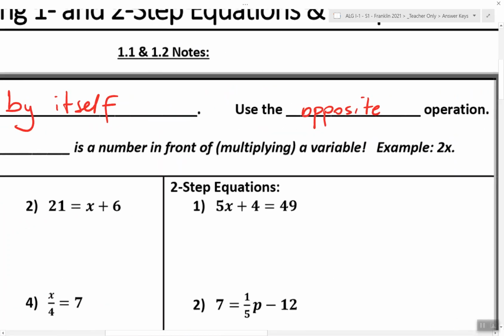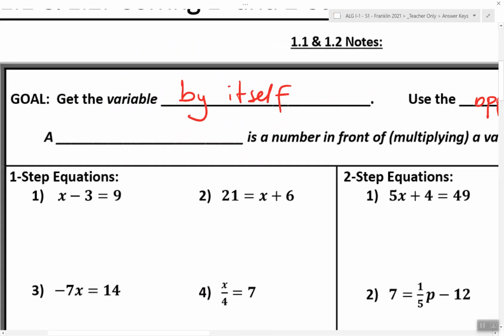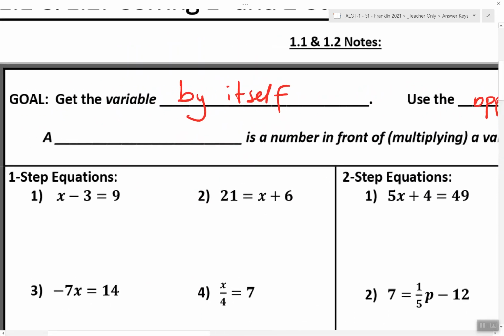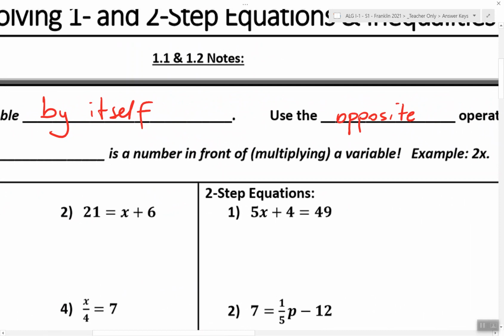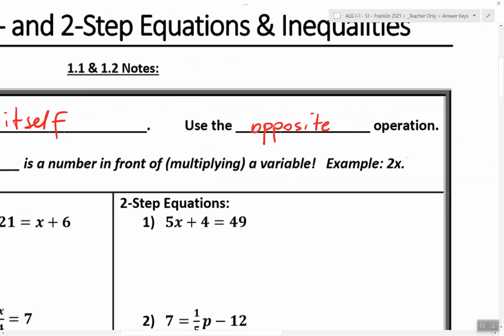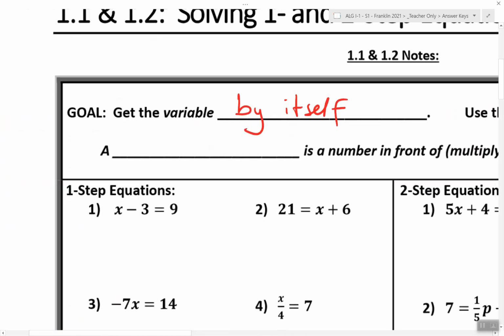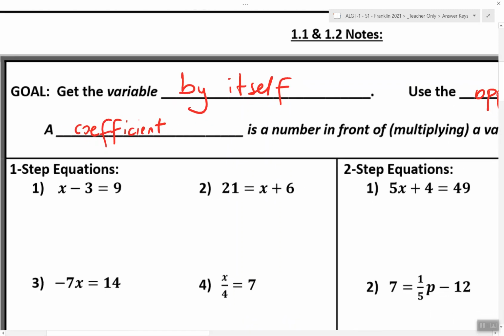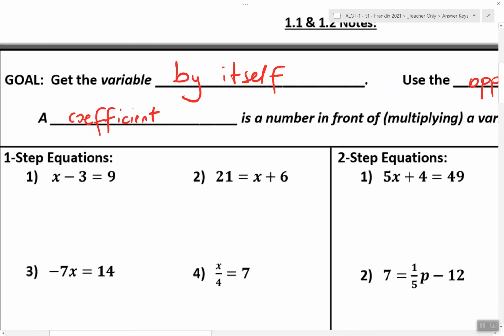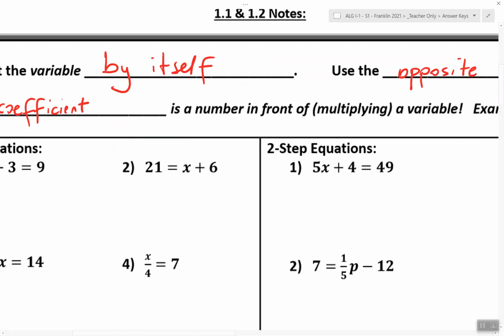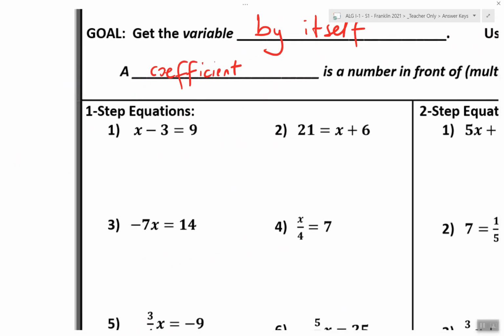Now, one other vocabulary term here is a coefficient. A coefficient is a number in front of, which is multiplying, a variable. For example, 2x, 2 is the coefficient here. So that's a coefficient, C-O-E-F-F-I-C-I-E-N-T. A coefficient is a number in front of, multiplying, a variable. All right, let's get to some examples.